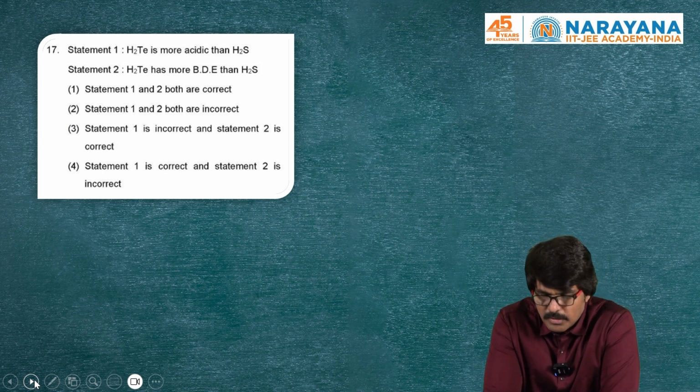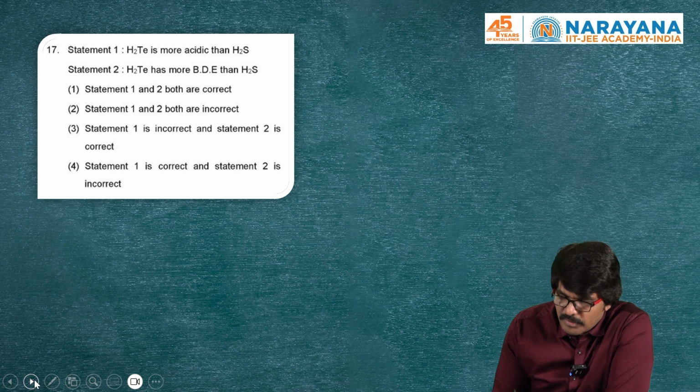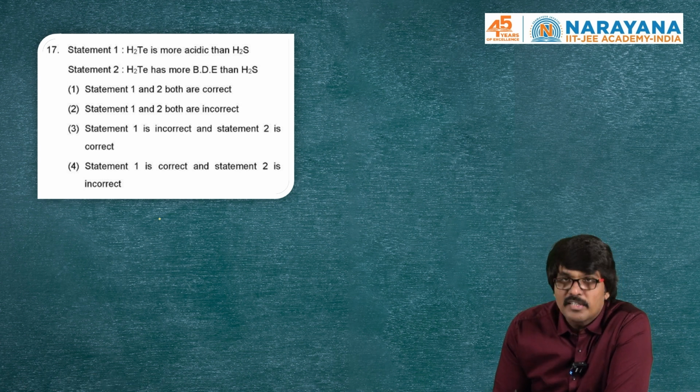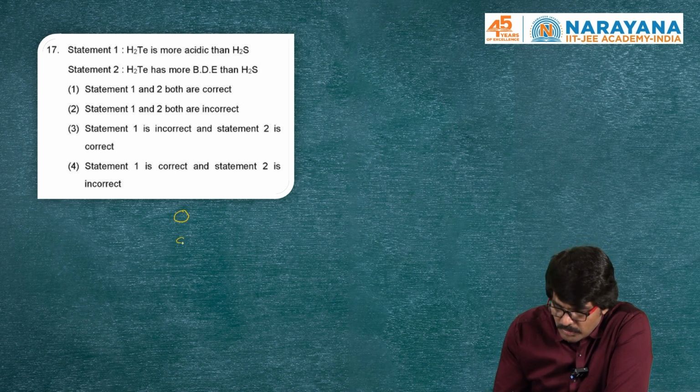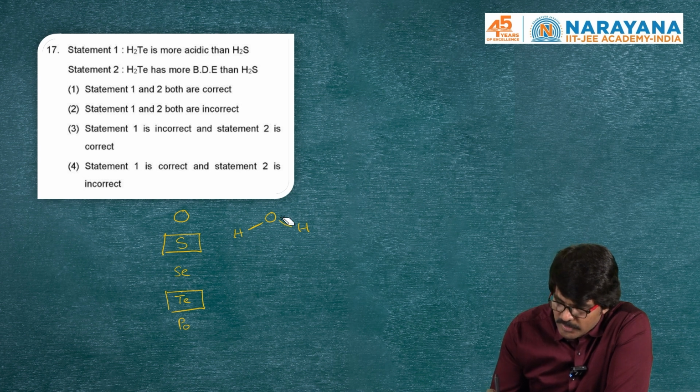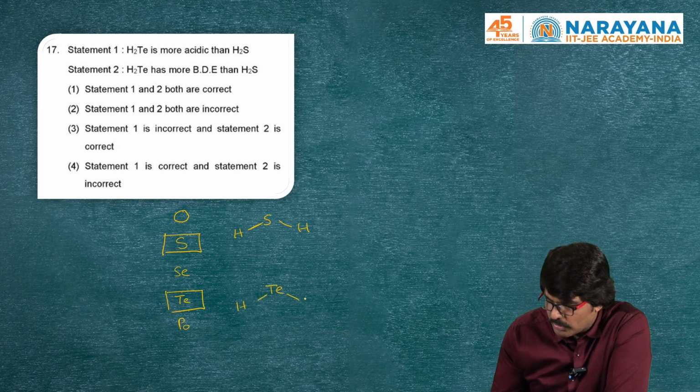And the next question, hydrogen telluride is more acidic than H2S. So sulfur and tellurium, they belong to the 16th group. That is oxygen, sulfur, selenium, tellurium and polonium. He gave hydrides of 2 elements, one is sulfur, another one is tellurium. In this we have S-H bonds, sulfur and hydrogen. And here we have tellurium and hydrogen bonds.